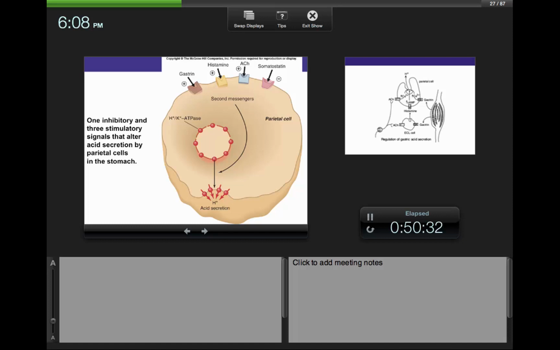So is it kind of like summation? It's not just summation. Let's just say that acetylcholine inserts 10 pumps, gastrin all by itself inserts 10 pumps, and histamine 10 pumps. When you have all three on board, you get 60 pumps, not 30. You're actually inserting way more than the sum of the individual parts. Does that make more sense?